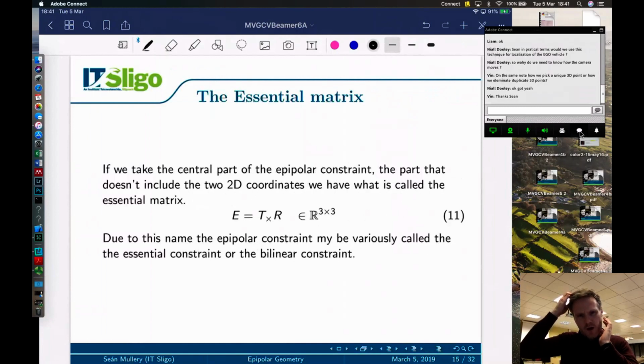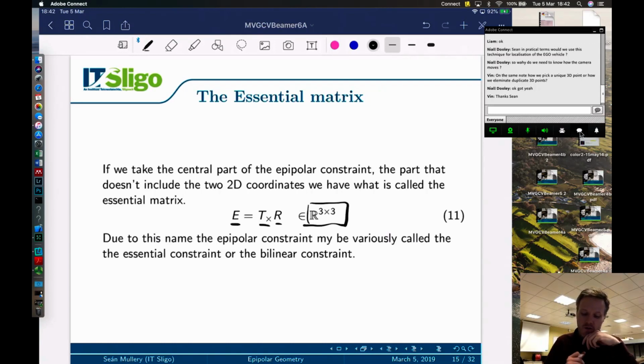So if we take the central part of the epipolar constraint, which is the skew symmetric matrix, a 3x3 matrix, with the rotation matrix, it doesn't include the 2D coordinates. We have what's called the essential matrix. So this is E, and it's a 3x3 matrix because both of these are 3x3. R is full rank, but the T cross isn't. Due to this name, the epipolar constraint may be variously called the essential constraint or the bilinear constraint, because of the fact that it's related to two vectors.